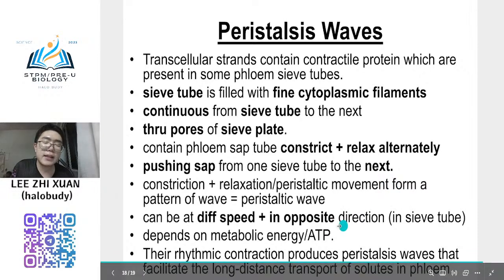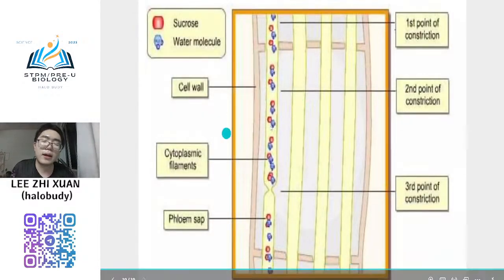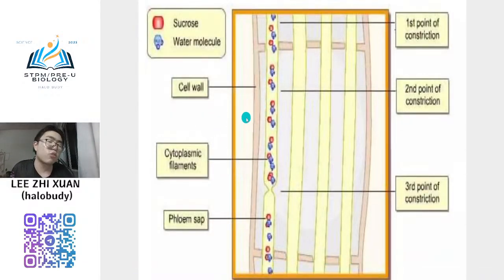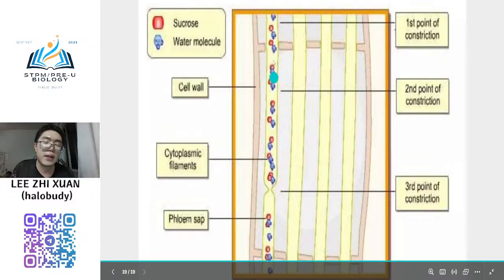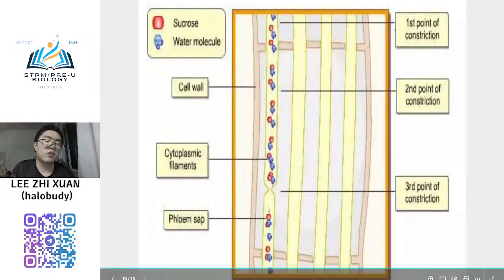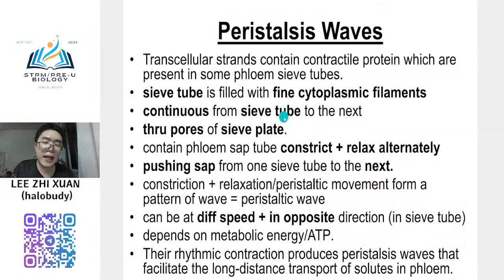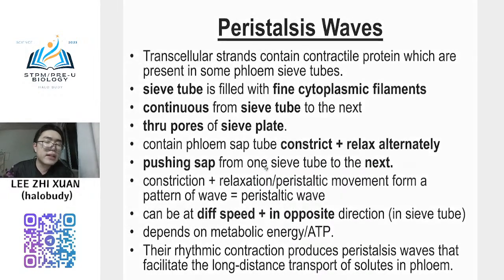This process also requires energy, because it goes in the opposite direction, depending on metabolic energy and also ATP. It uses contraction and relaxation like human muscle. Here it contracts and pushes the phloem sap from the upper part to the lower part, contracting and relaxing until it reaches the sink. When it contracts and relaxes, it produces the peristaltic wave. So this is the theory of the peristaltic wave hypothesis.